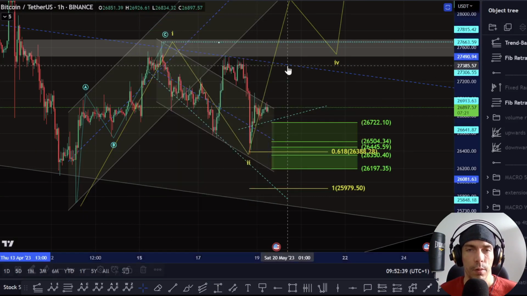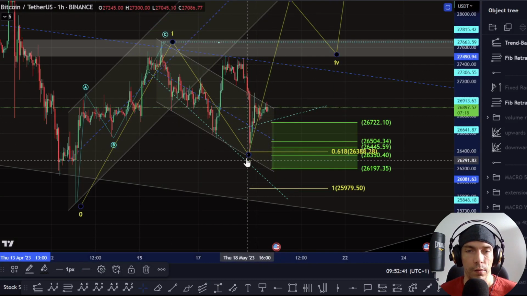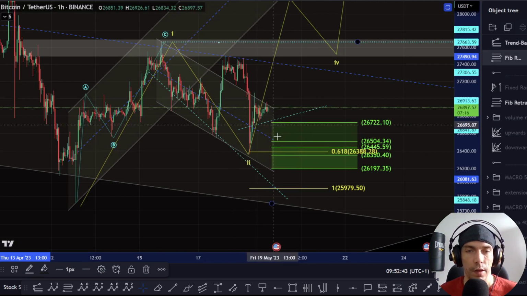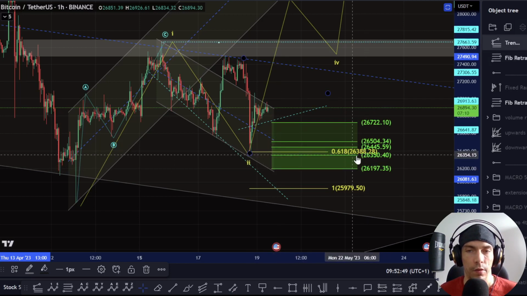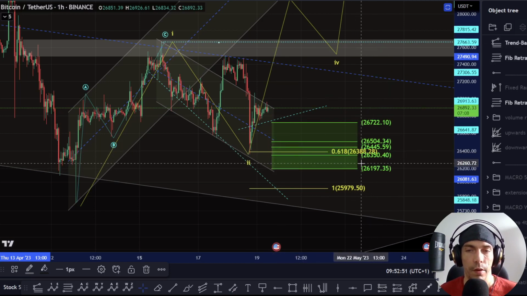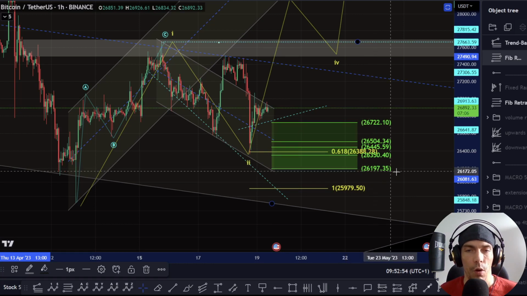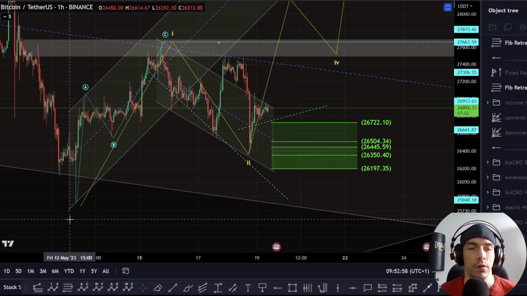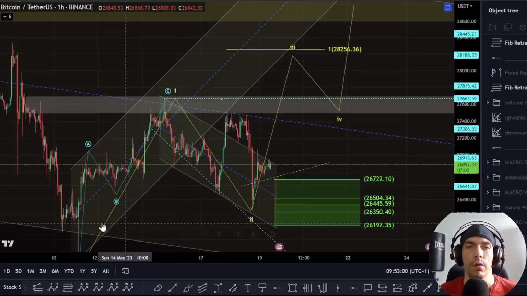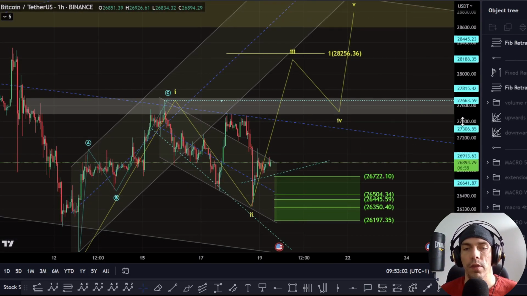So we'd have to see, it could actually just form a double bottom here if this is the case, where we come back into this zone, maybe just break this slightly and come down to one of these levels here, either the 702 sitting at this 26,350 or this 26,197 as a potential zone for that if this is not completed. So really, until we actually take this low, this count would stay alive. So this will be the same with the other count.